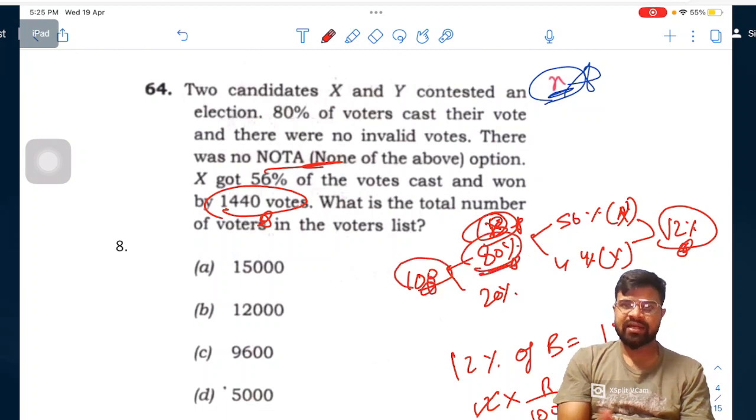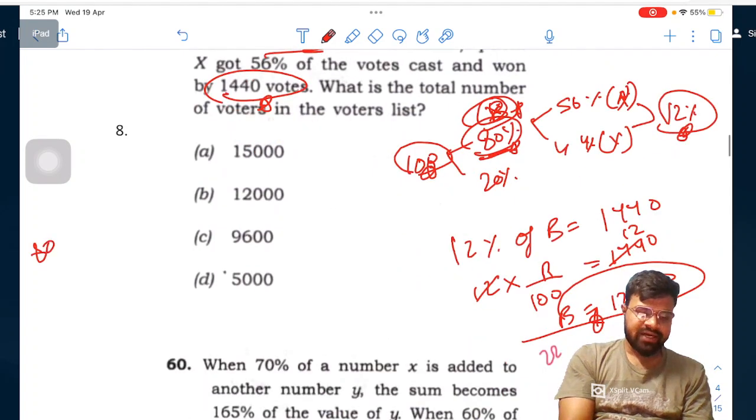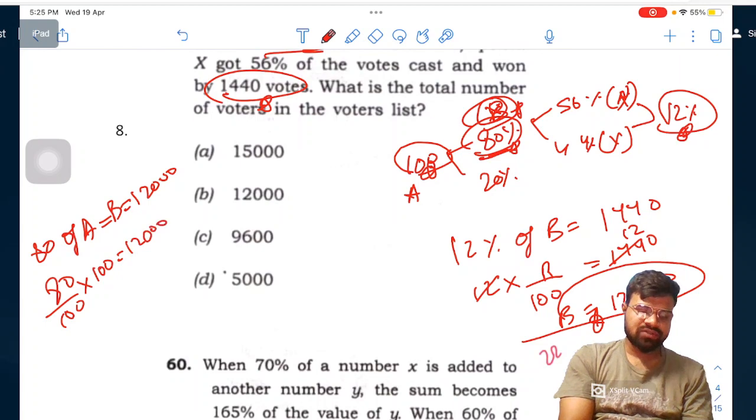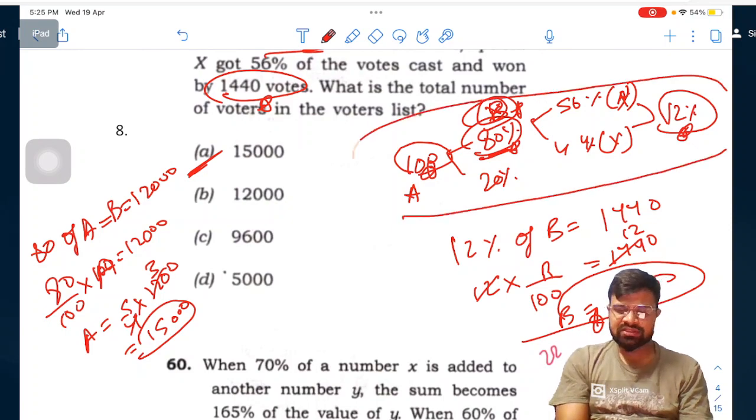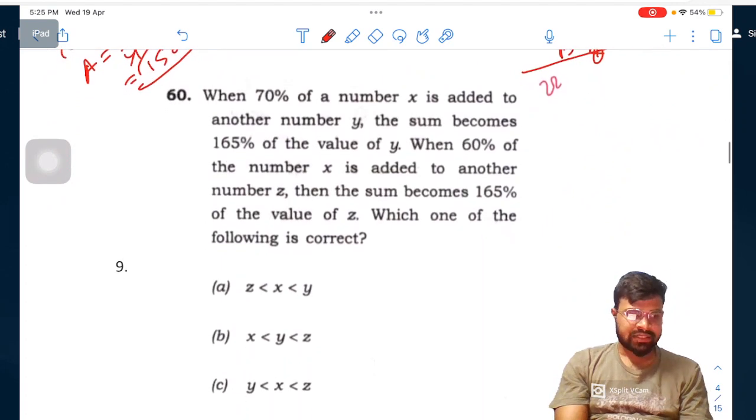But this is 80% of the actual number. Let's suppose the actual number was A. 80% of A, that is b, is equal to 12,000. So 80 by 100 into A is equal to 12,000. A will become 5 by 4 into 12,000, that is 15,000. These are simple calculations that you can do. Just remember how the language of the question is converted into a question of maths.